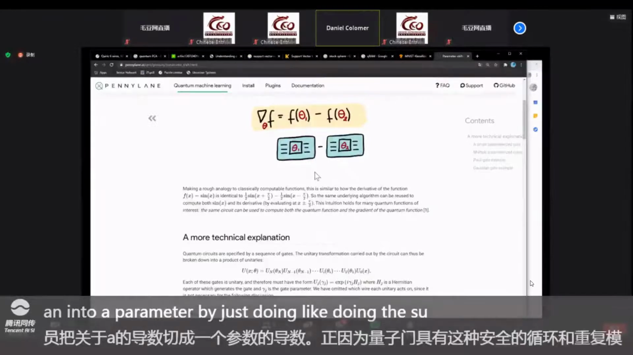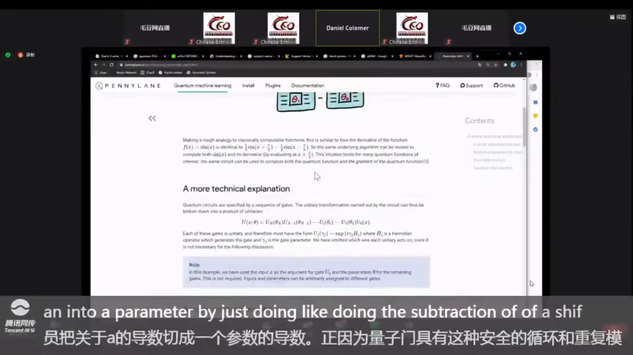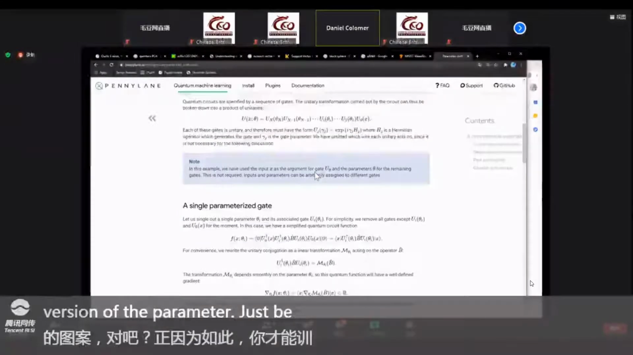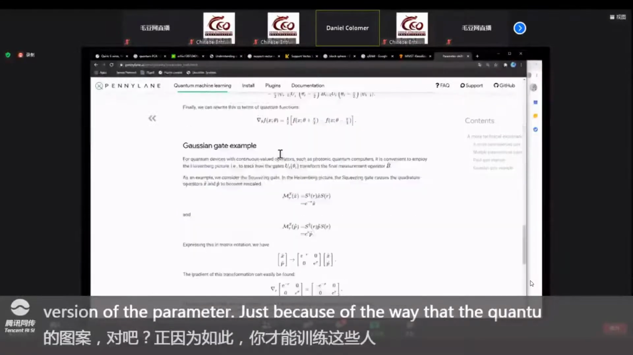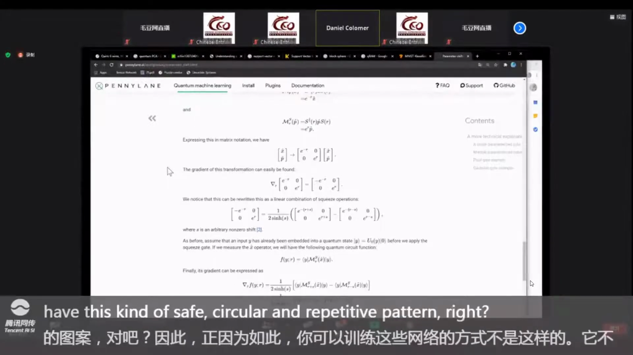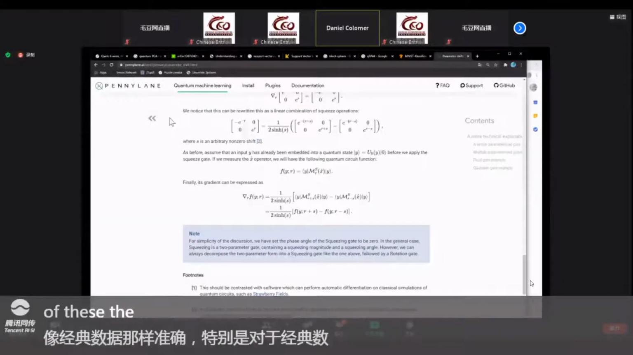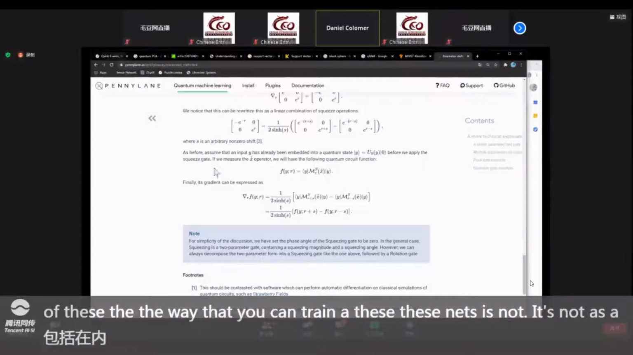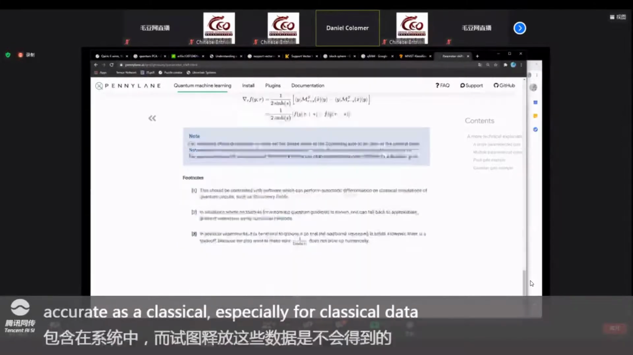And so because of this, the way that you can train these nets is not as accurate as a classical one, especially for classical data. What you're doing is just encoding classical data in the system and trying to do this. You're not going to get the same type of accuracy. Now, for quantum data, this becomes more interesting, right?